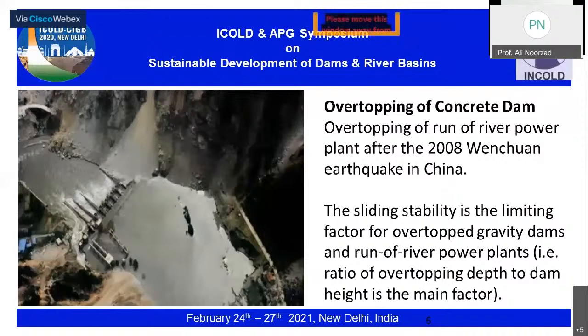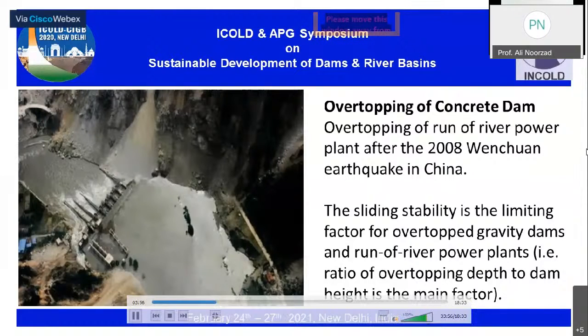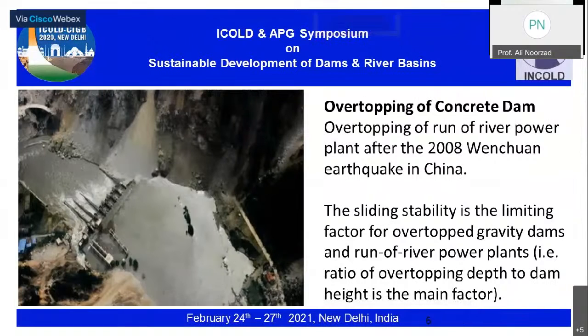Now, what happens if you have a failure of one of the reservoirs? We may have overtopping of the downstream dams, which may be concrete dams or embankment dams. Here is a picture from the Wenchuan earthquake, 2008 in China, where a run-of-river power plant has been overtopped. And as we can see here, basically nothing has occurred to this concrete structure, also since the reservoirs there have been quite small and the overtopping depth has been small.